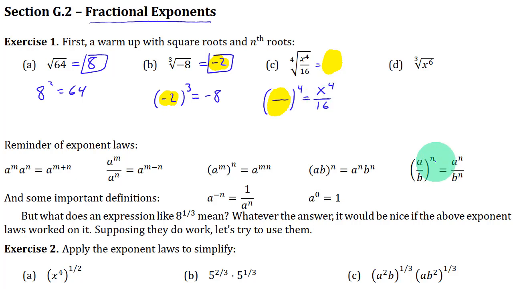Using basically this rule here. So what do you want to do to the power 4 to get x to the power 4? How about x to the power 4 is x to the power 4. So that's the top of this. And what would the bottom be so that when you do that to the power 4, you get 16? That would be 2 to the power 4 is 16. So this is just x divided by 2.